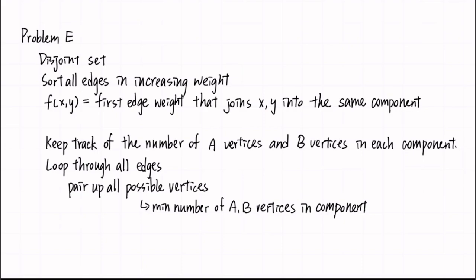So that means we can pair up, since there are some number of A vertices and some number of B vertices, then if we find the minimum, that means we can know the amount that we can pair up. So since we can permute B, we can add all the available vertices that we currently have. So let's look at the code for more details.